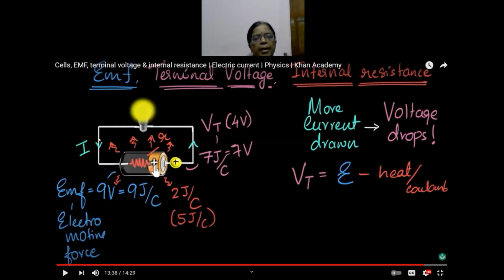Here, how will you measure current in a circuit, children? Which instrument? Voltmeter.